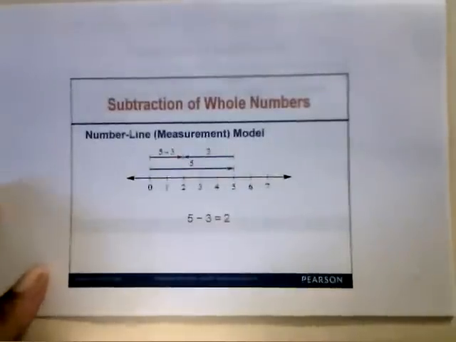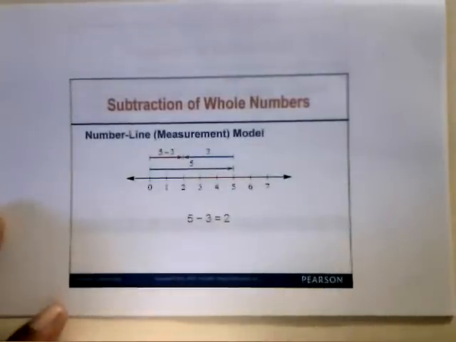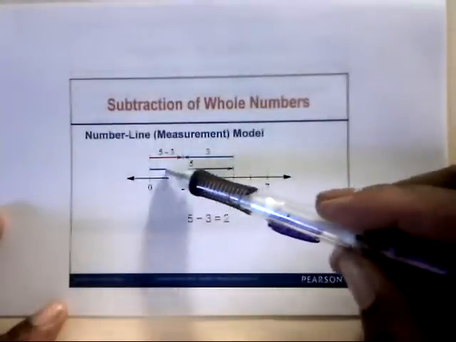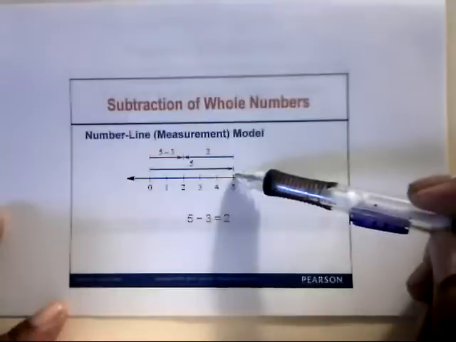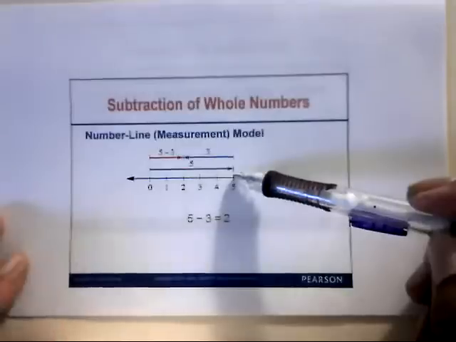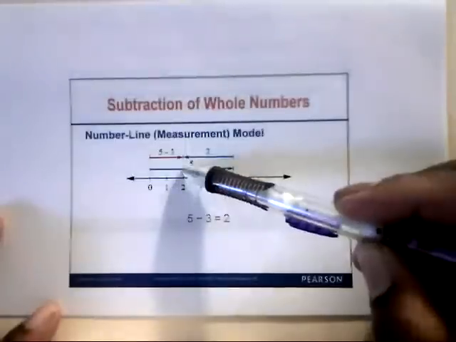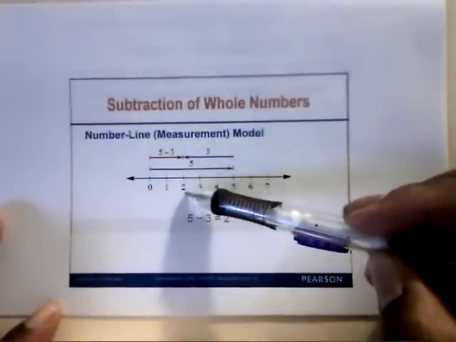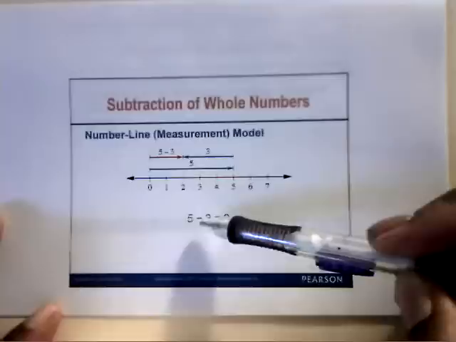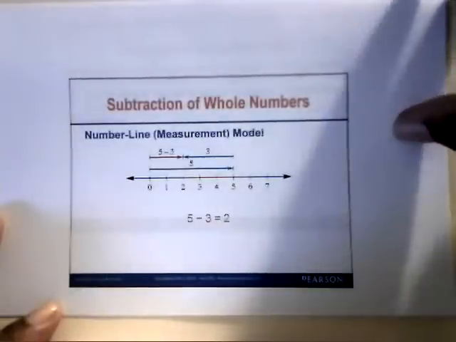Okay, another model is the number line or the measurement model. In this case, we're doing 5 minus 3. We start at 0, go over to 5. And then minus 3 means that we go to the left 3 places from 5. So we go 1, 2, 3 to the left, and we end up at 2. So that represents 5 minus 3, which is equal to 2.